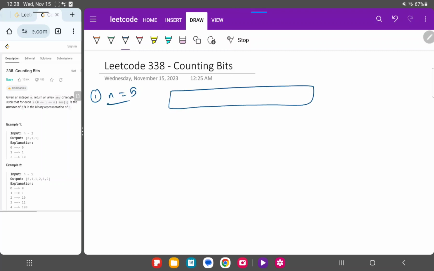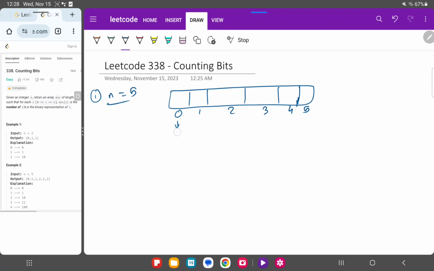So the returned array, the output of your code, should be something like this. It should be an array of max index 5, so basically length 5 plus 1, and they should hold the number of ones in the binary representation of the index.